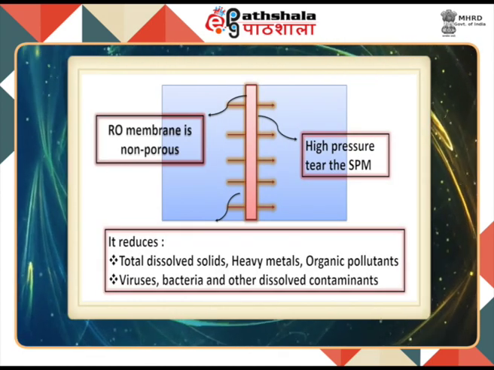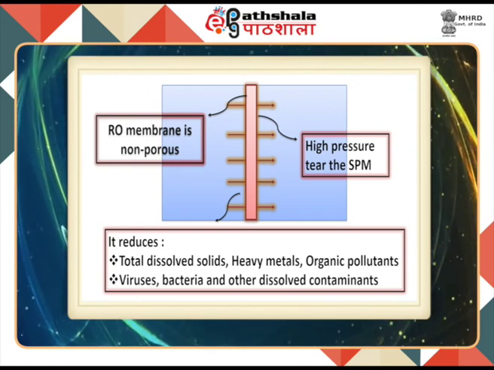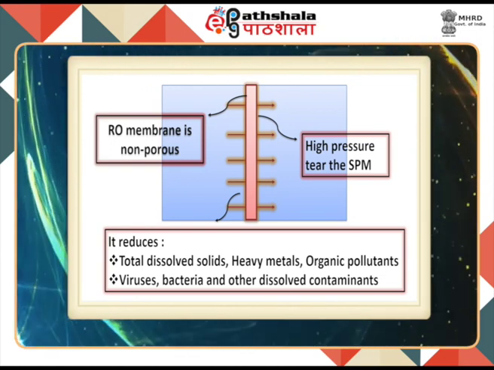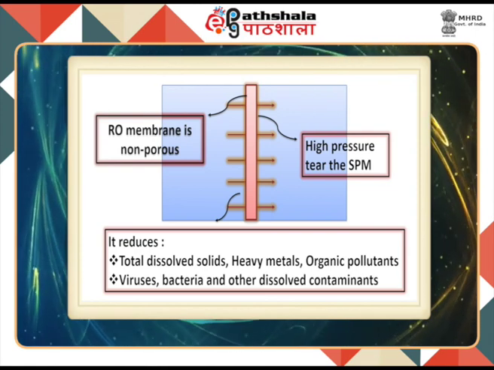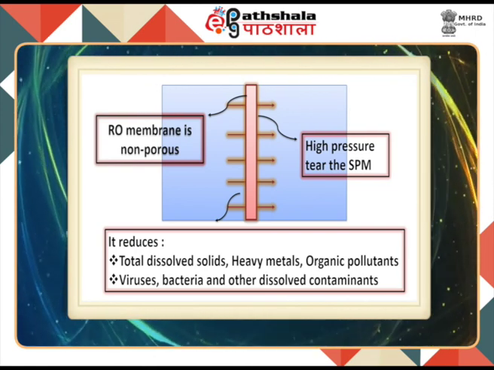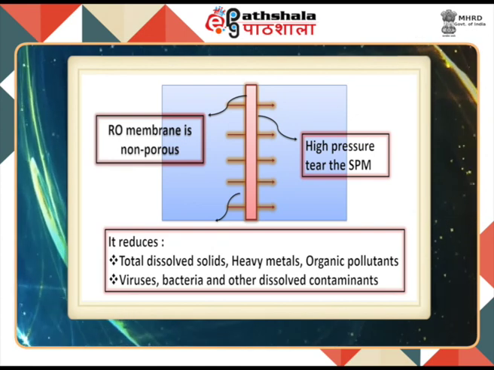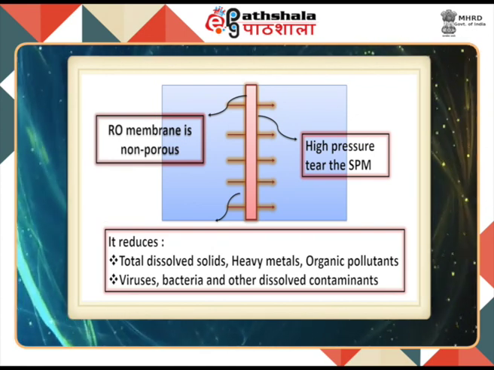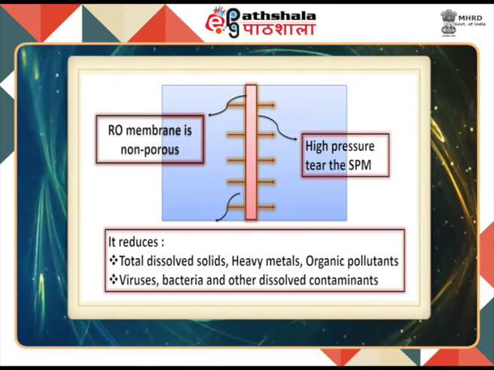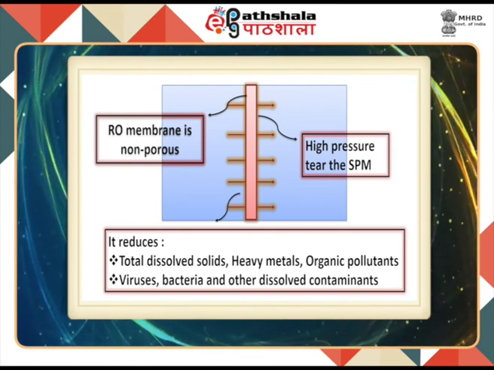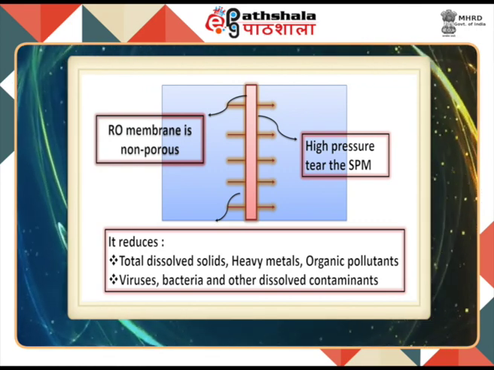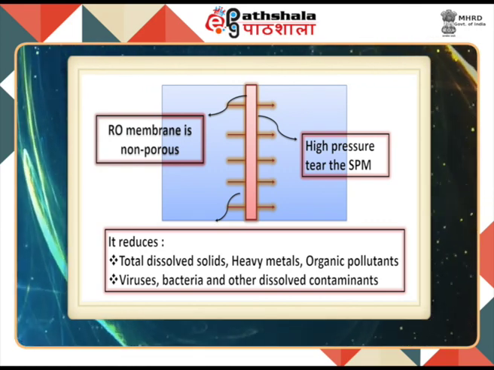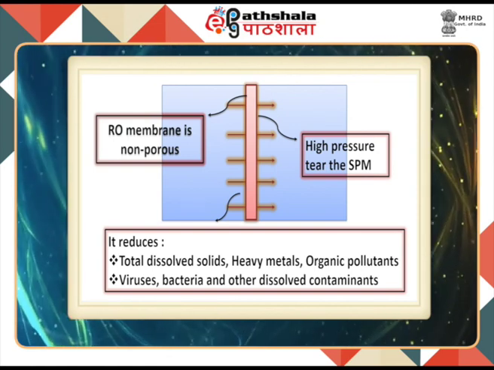RO membranes are effectively non-porous and significantly reduce total dissolved solids, heavy metals, organic pollutants, viruses, bacteria, and other dissolved contaminants, but there is a limit to which the mechanical pressure can be put on the solution. High pressure tends to tear the semi-permeable membrane. The materials most commonly used for the filtration are cellulose acetate, cellulose butyrate, and polyamide.